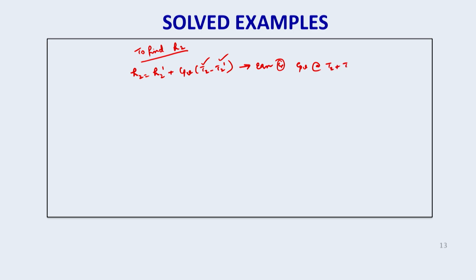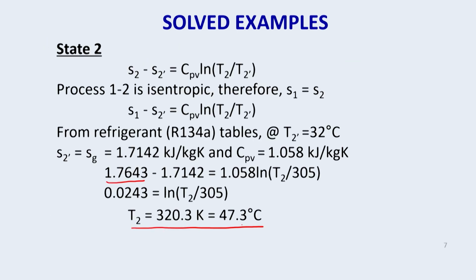T2 plus T2 dash by 2. So T2 is 32, T2 dash is 40. Sorry, T2 dash is 32. T2 is what we have just found, I think towards the end of the previous lecture. T2 is 47.3.